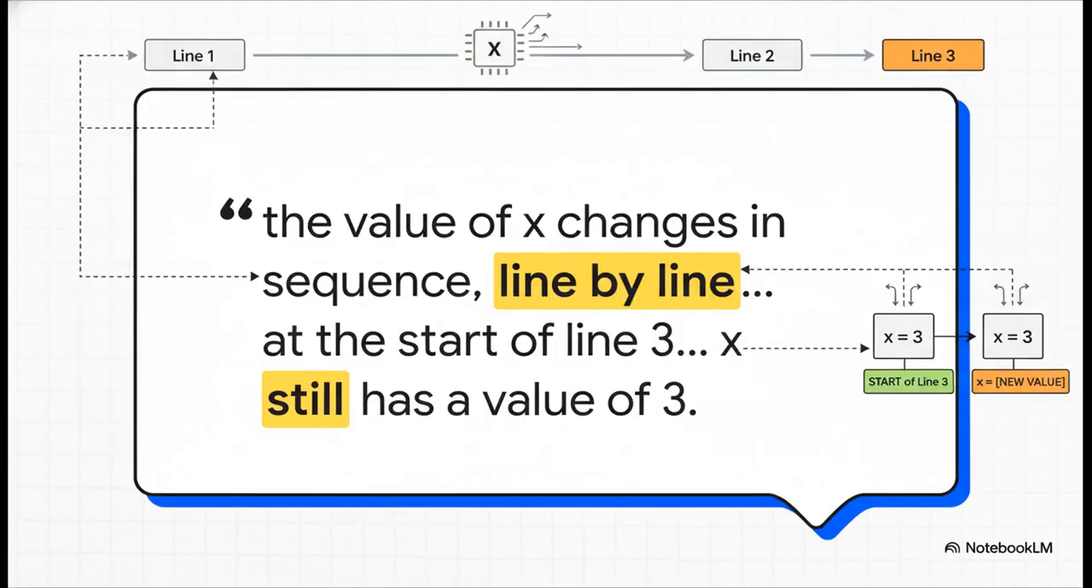Now, this is a really important detail, and it's something that can trip people up in an exam. The value of x doesn't magically know it's about to become 5. As the computer gets to the start of line 3 and it's just about to do the calculation, the value of x is still 3. The change only happens after that whole line is finished. Getting that timing right is absolutely key.